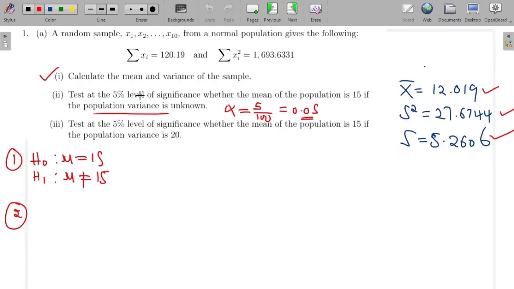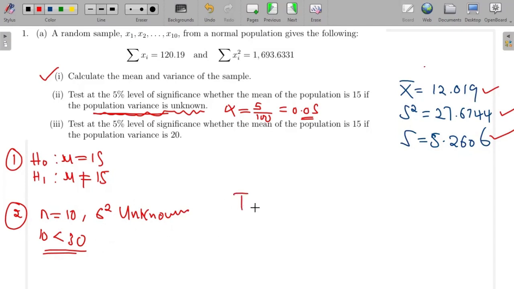The test statistic, you identify it based on the information that we've been given. For this sample, remember our n was just 10. And then they're saying the population variance is unknown. The population variance is indicated by sigma squared, so this is unknown. If the sample size is 10, meaning 10 is less than 30, and the population variance is unknown, then the test statistic we're going to use is T equals, from the T distribution, the sample mean minus the population mean, divided by the sample standard deviation over root of n.